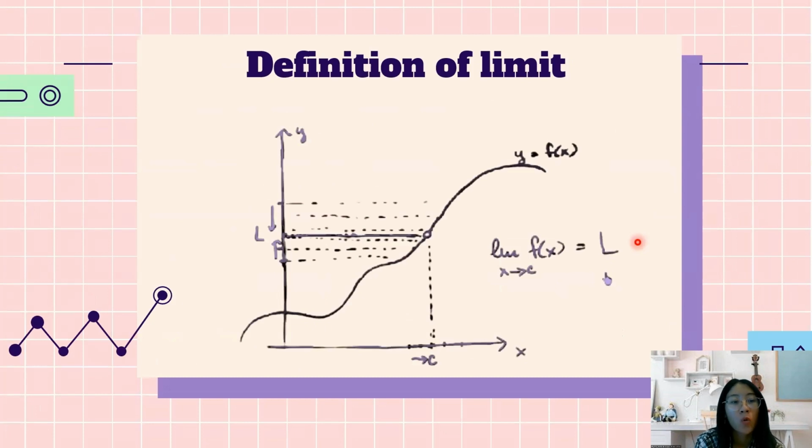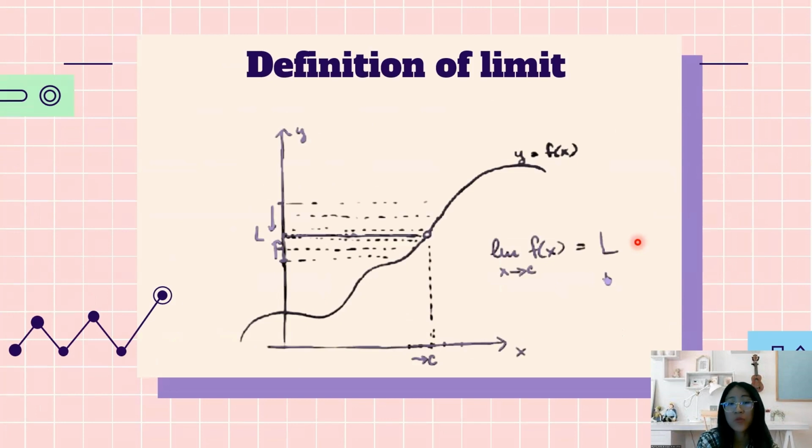And the way we see it, as x gets closer and closer to c, it looks like our f of x is getting closer and closer to some value right over there. And that was only the case when x was getting closer to c from the left, from values of x less than c.